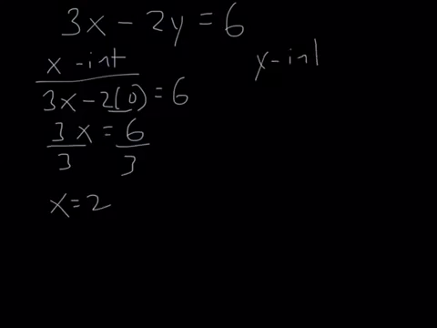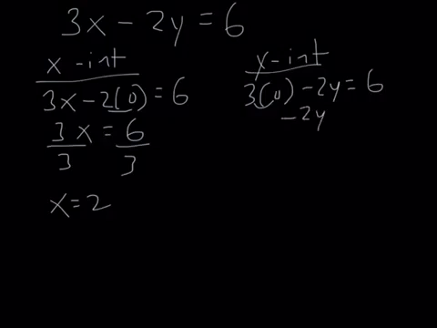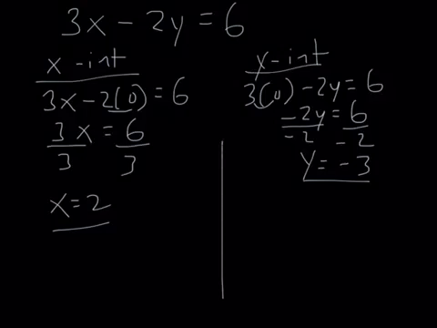For the y-intercept, similarly, I'm going to plug in 0 for x in 3x minus 2y equals 6. Again, 3 times 0 is just 0. So this leaves me with negative 2y equals 6. I can divide by negative 2 on both sides. I get y equals negative 3. This is my y-intercept.